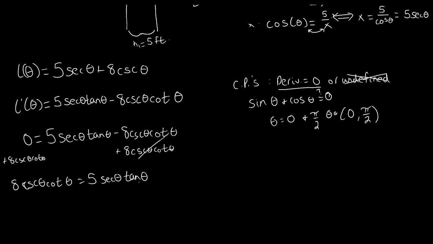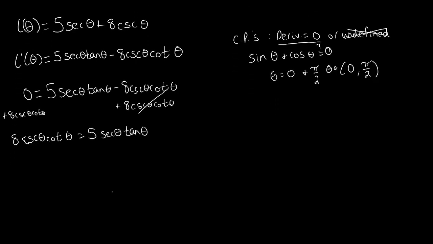I don't know about you guys, but I am much more comfortable dealing with sines and cosines and manipulating them as opposed to things like cosecant, cotangent, secant, and tangent. So let's rewrite this equation in terms of sine and cosine. Here we're going to get 8 times 1 over sine theta times cosine theta over sine theta equals 5 times 1 over cosine theta times sine theta over cosine theta.